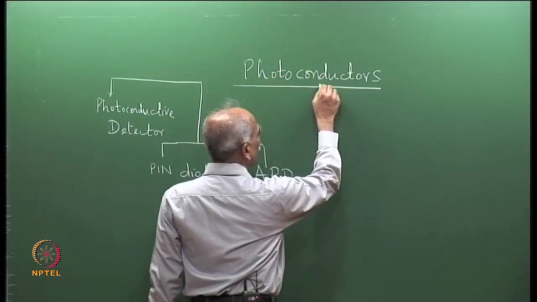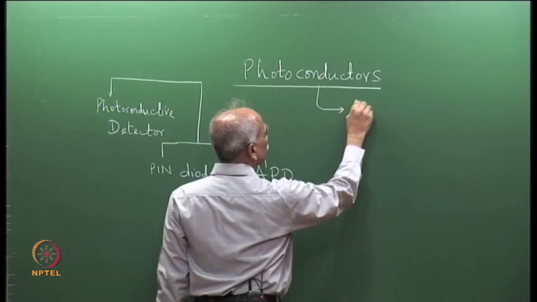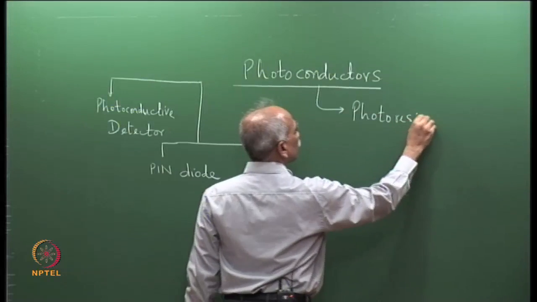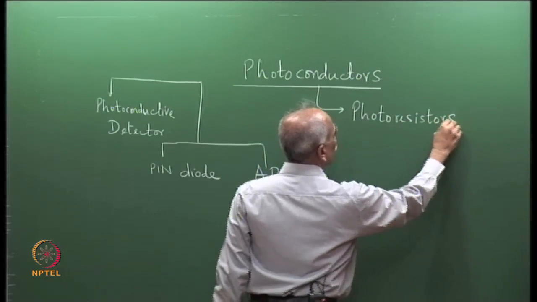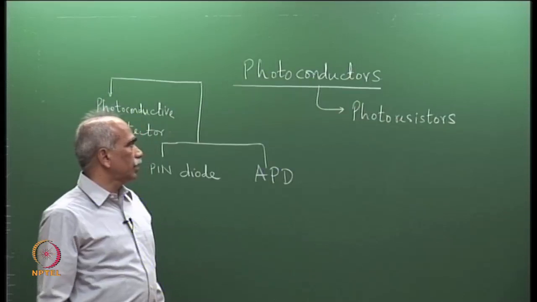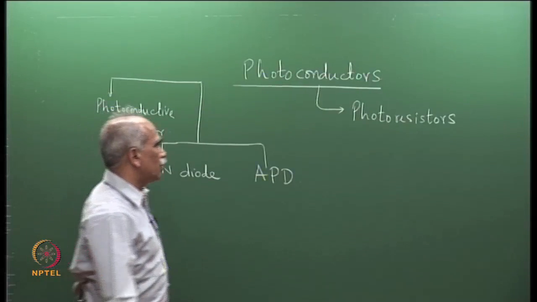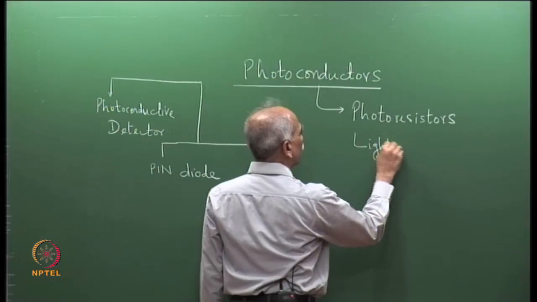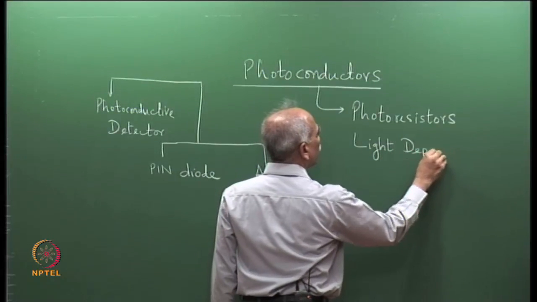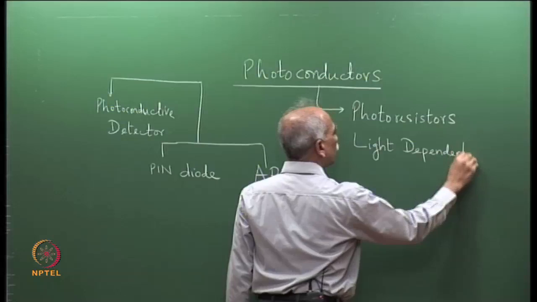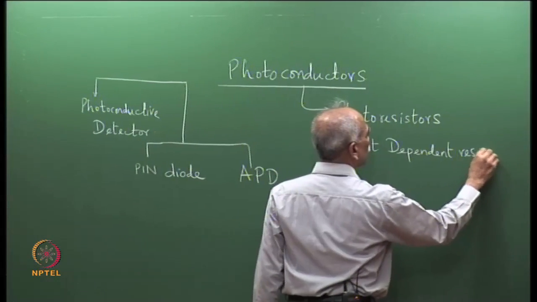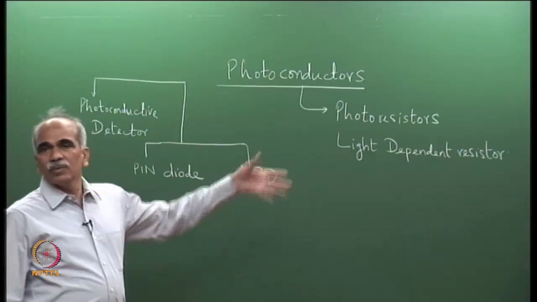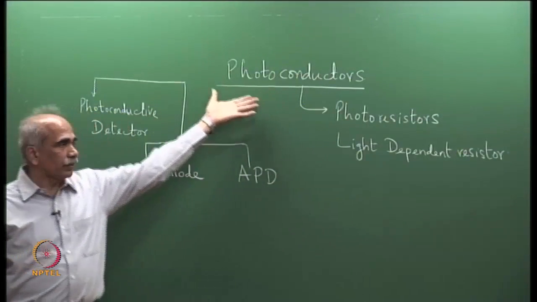Sometimes people also call this a photoresistor, and when used in visible light applications, many times we also call this a light dependent resistor, LDR. Basically, these are variations of the photoconductive detector.